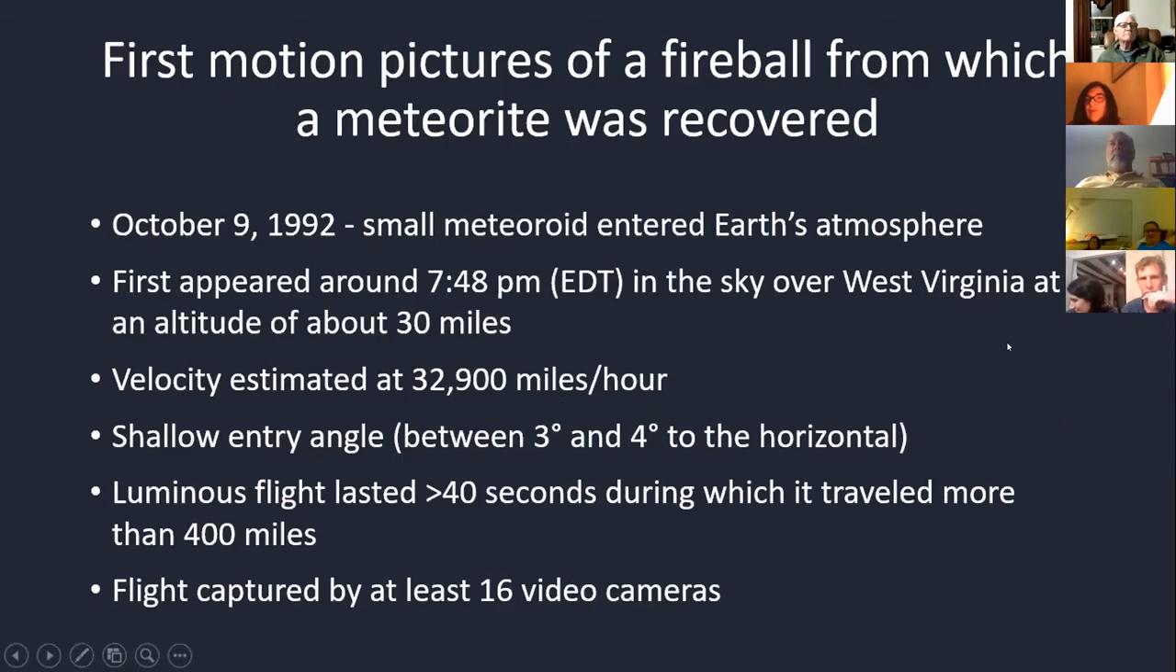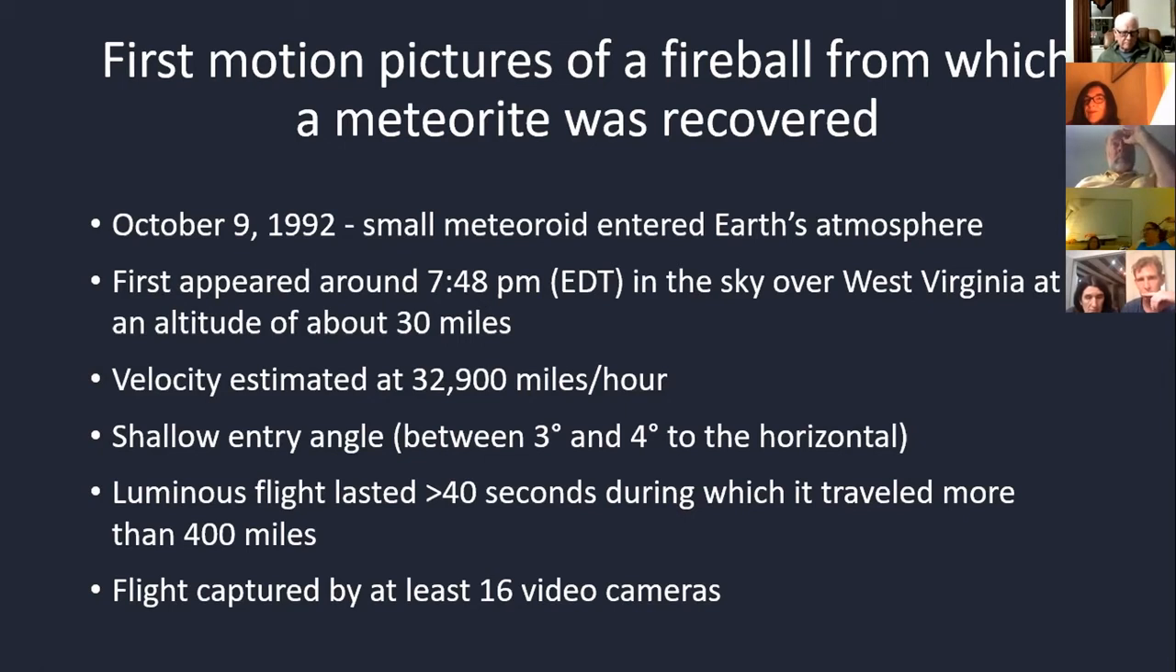So the first motion pictures, this happened to be a Friday night in October 9th, 1992, and a small meteoroid entered the Earth's atmosphere over the skies of West Virginia. And it was moving pretty quick, over 32,000 miles an hour to the northeast. And in a span of less than a minute, it traveled from the West Virginia area to eastern New York State.